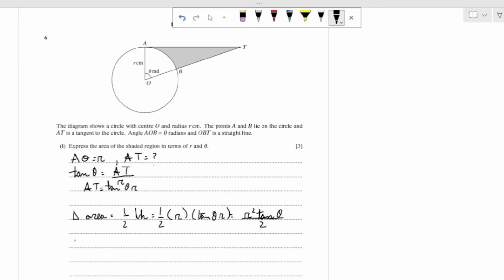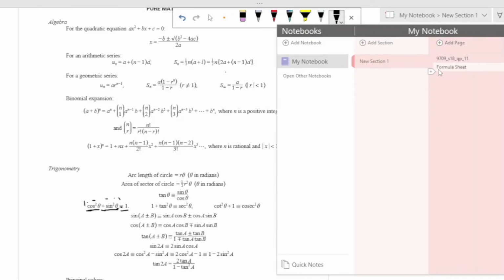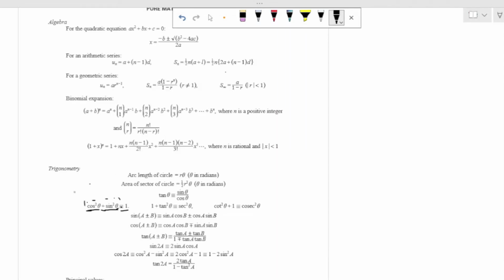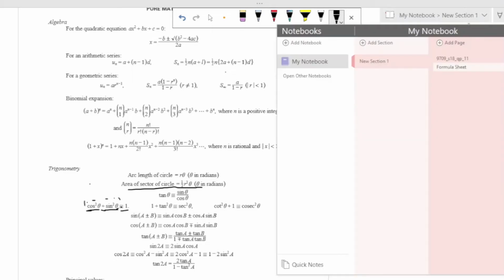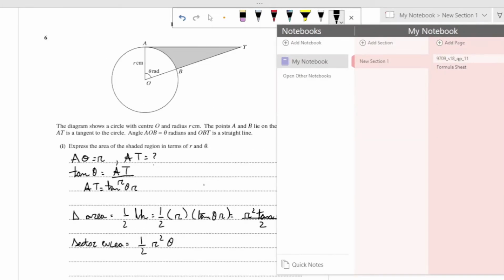Next, we need to find the sector area. And we know the sector area is 1 by 2 R squared theta. If you do not know the formula for the area of a sector, you can always refer back to your formula sheet. And over here, you'll find the area of a sector as 1 by 2 R squared theta, given that theta is in radians. So make sure that the angle you are working with is in radians.